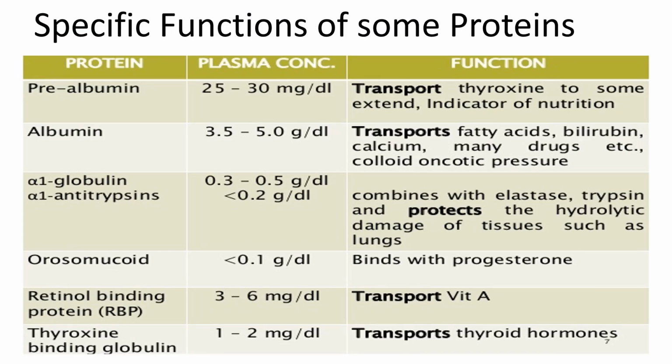Now this table also shows you the concentration of these plasma proteins. We will be mainly concerned with that of the albumin. As I told you earlier, the plasma proteins are the only fraction of the blood which are present in grams per deciliter. Otherwise, other components of the blood are present either in milligram concentration or millimole concentration.